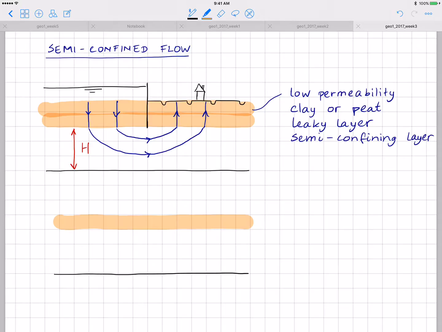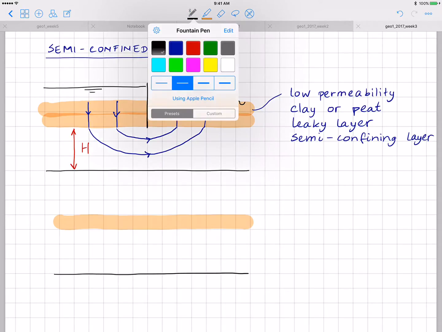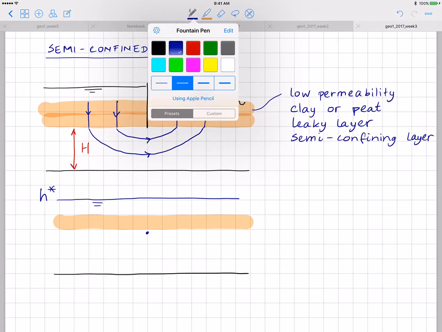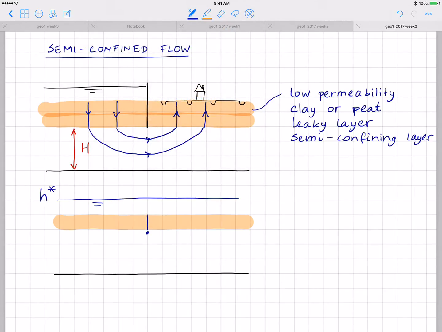And above the leaky layer we have a fixed water level in blue, and we call that fixed water level H star. Now if we know what the head in the aquifer is at a certain point, we can calculate the flow through the leaky layer. If the head in the aquifer H is larger than the head above the leaky layer H star, then qz through the leaky layer can be calculated with Darcy's law.